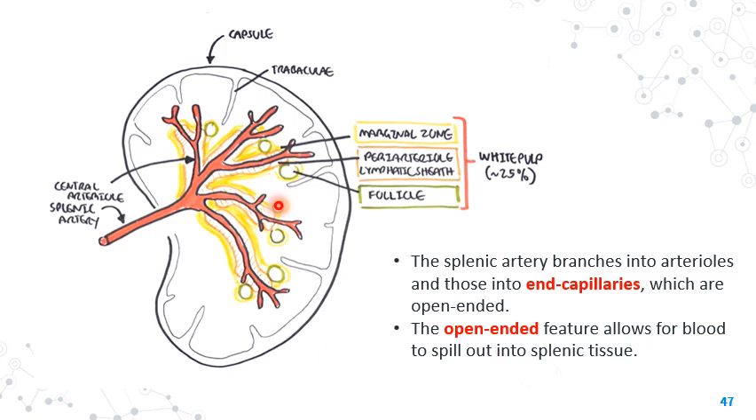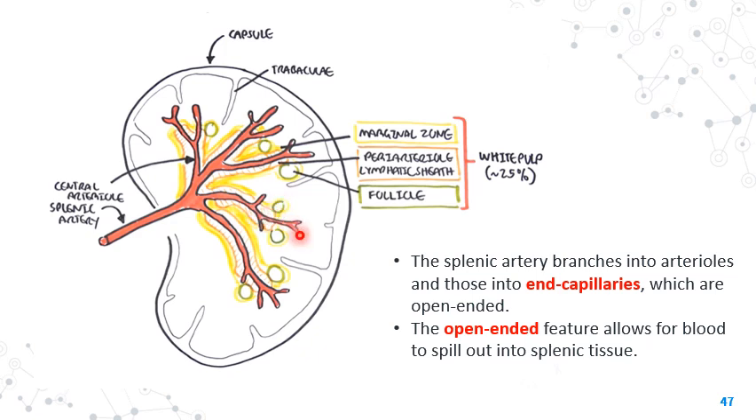It is vicinal, or very close to your PALS area, periarterial sheath, because this is where the T cells are, and this is where the B cells are. So you're going to have a place where they can interact with each other, okay?